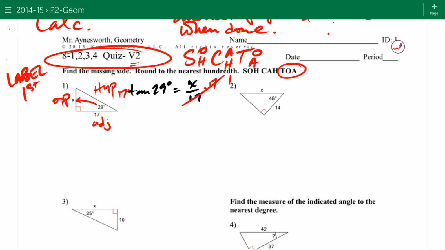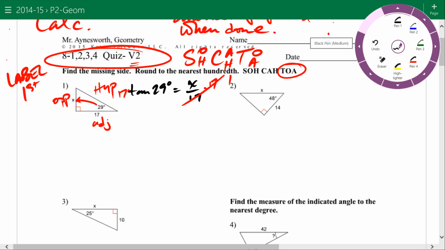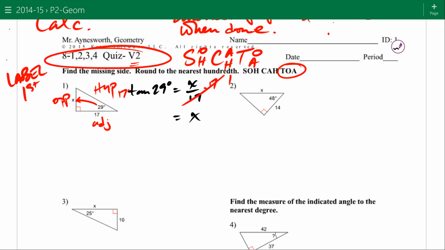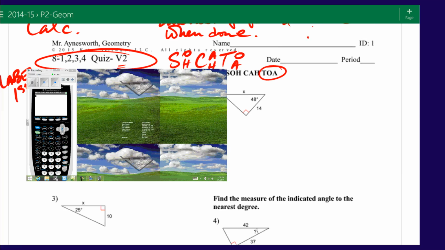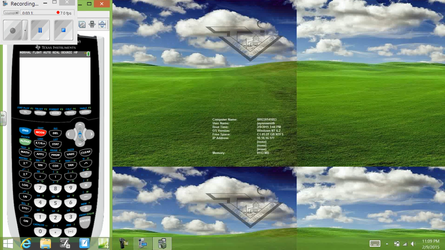Show the simplifying. 17 divided by 17 is 1, and 1 times x is x. That gives us our unknown, and that's equal to 17 times the tangent of 29 degrees. That's called our exact answer. After you get your exact answer, you use your calculator and multiply 17 by the tangent of 29 degrees.